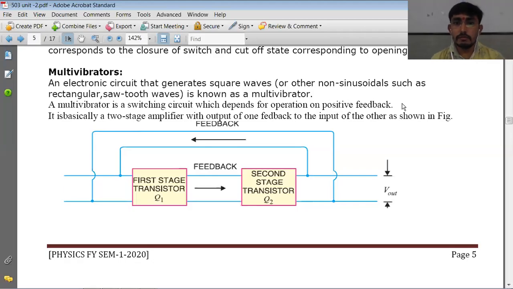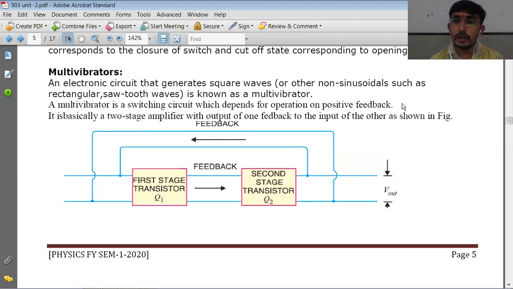Hello everyone, we will continue with Unit 2, that is solid state switching circuits. In the last lecture, we discussed electronic switches, the transistor action, the switching action of the transistor, and how a transistor can work as a switch.